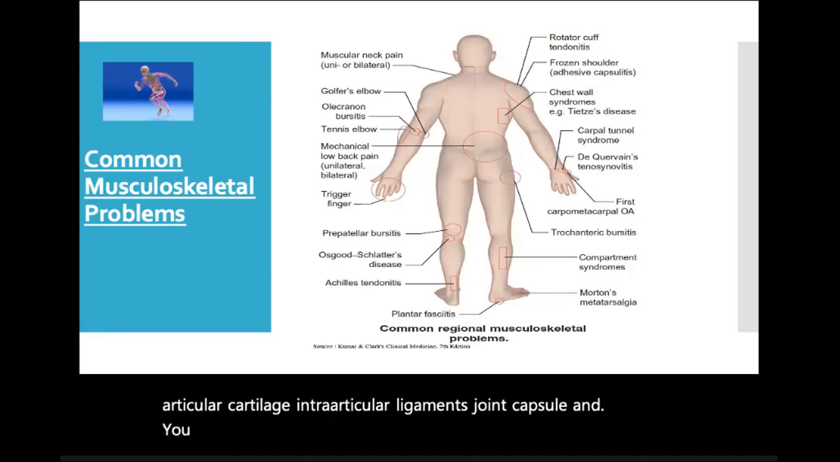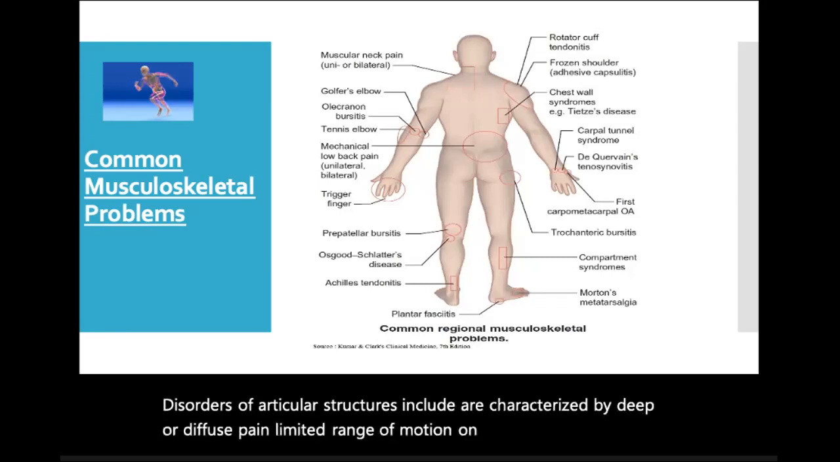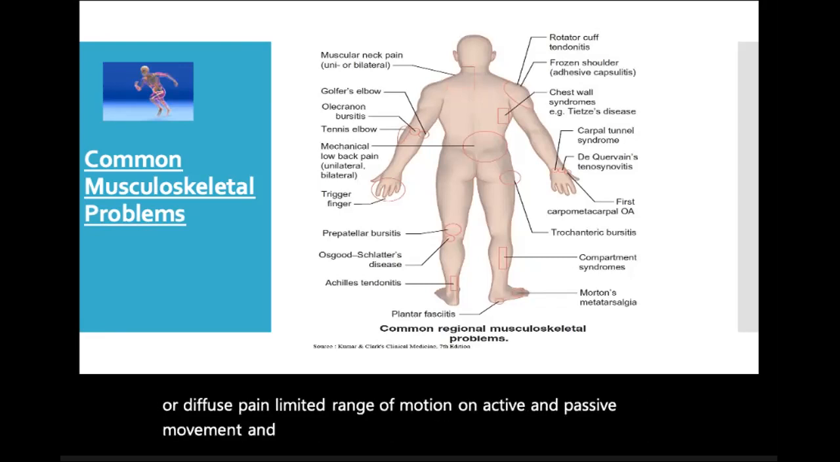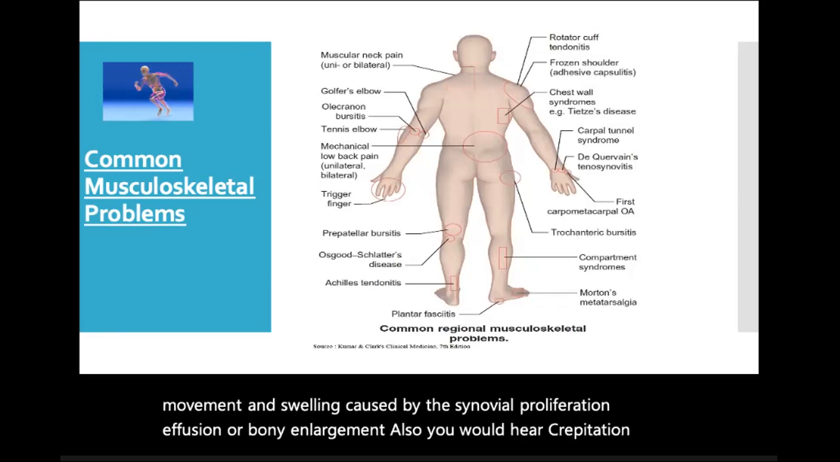disorders of articular structures are characterized by deep or diffuse pain, limited range of motion on active and passive movement, and swelling caused by synovial proliferation, effusion, or bony enlargement. Also, you would hear crepitation, instability, locking, or deformity.